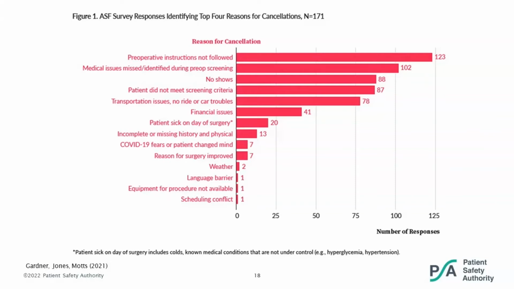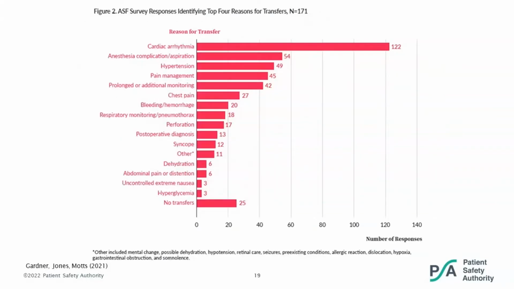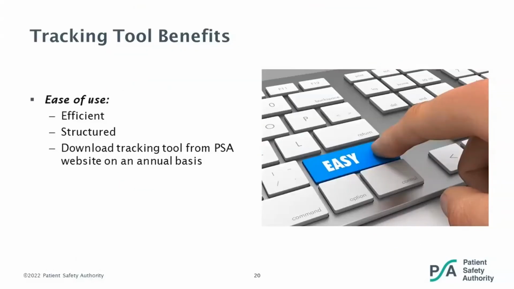And then the top 4 reasons for transfers: the number 1 reason, cardiac arrhythmia. Number 2, anesthesia complications and aspiration. Number 3, hypertension. And number 4, pain management. So this is all referenced in the articles, which are referenced at the end of this presentation, that Lea Anne and I worked on this past year. So really great information. I think you'll find it interesting as well.